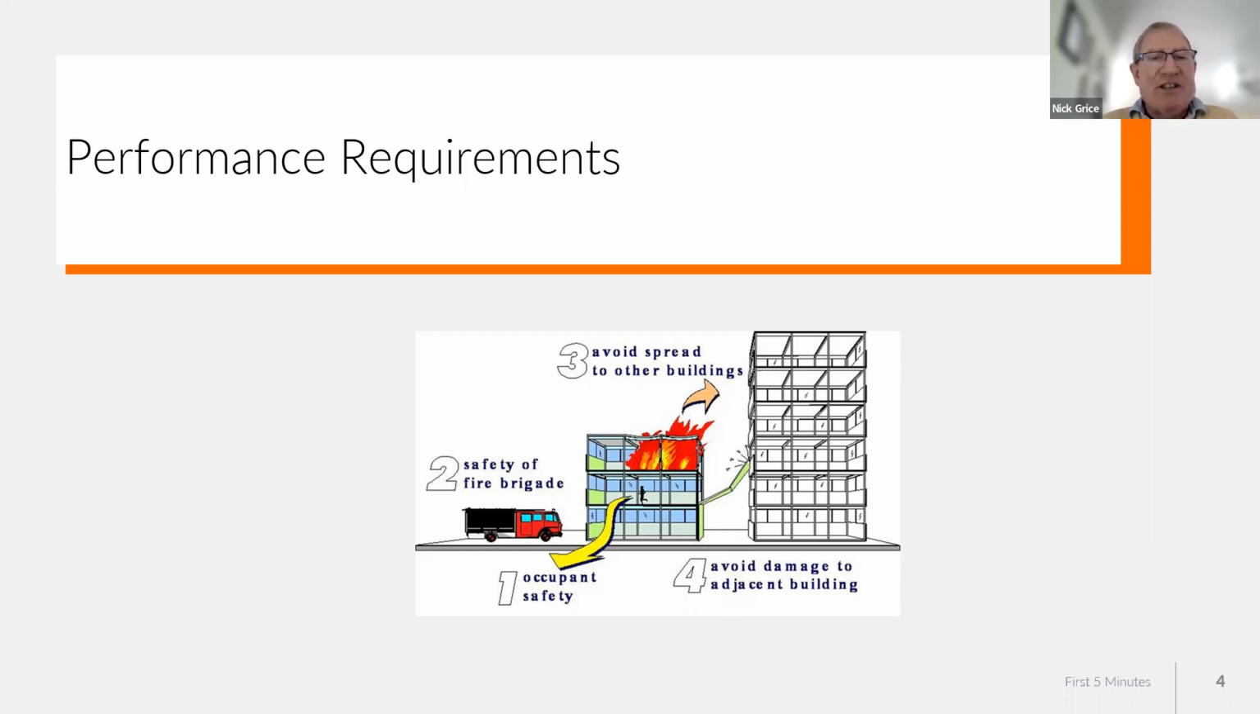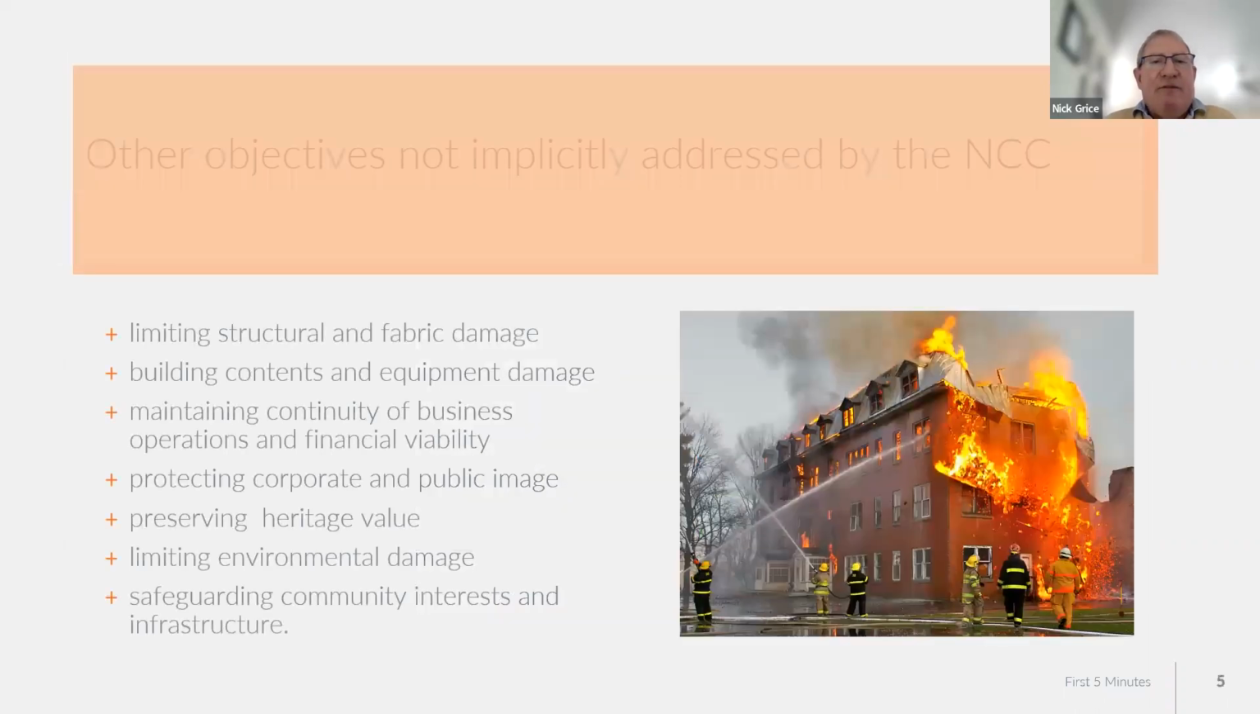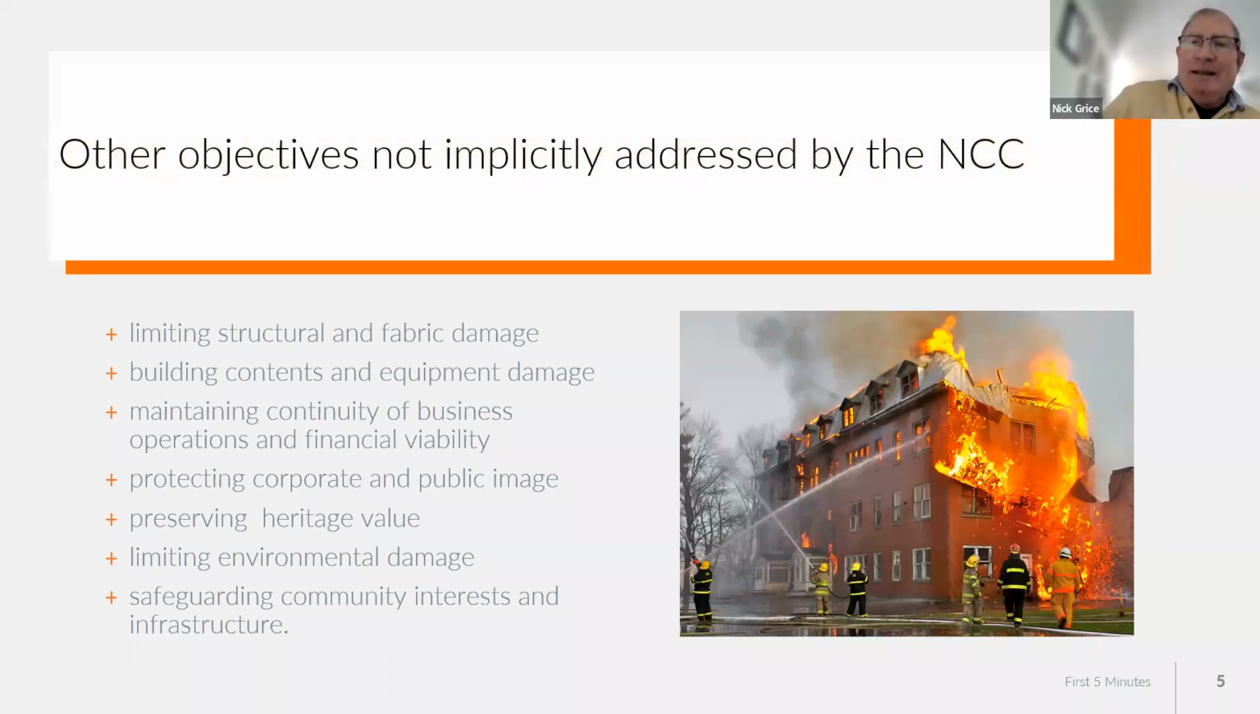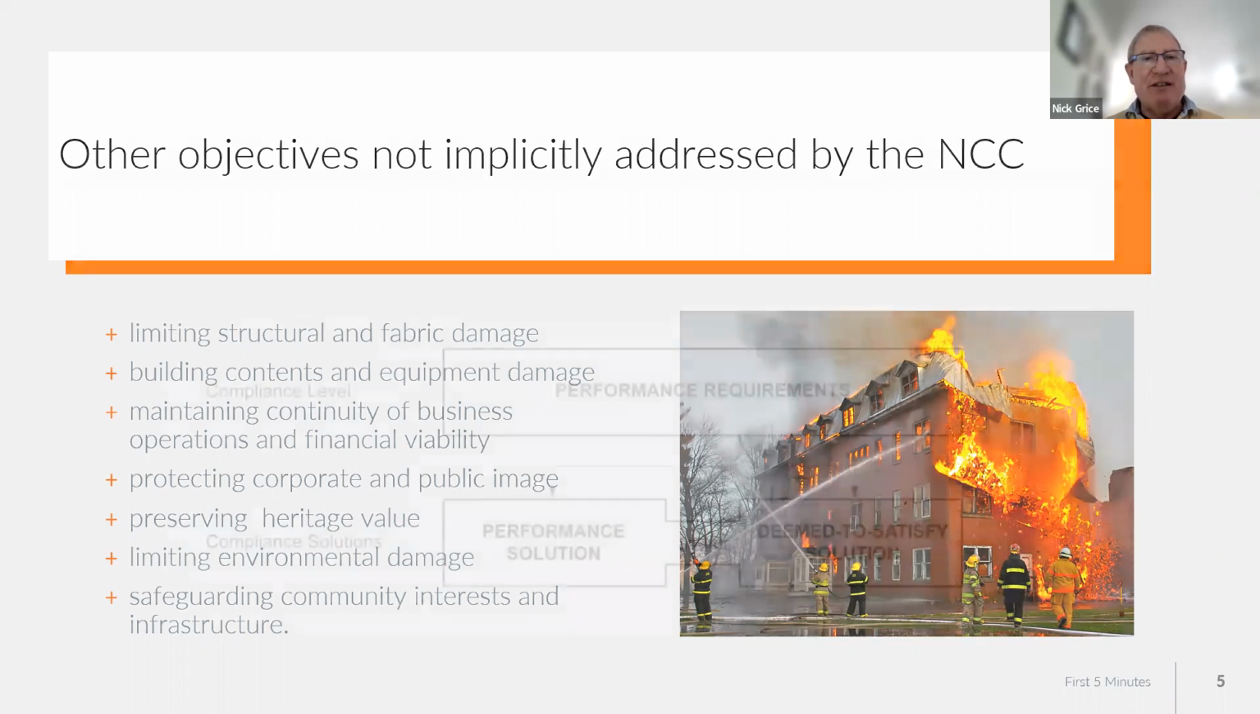So engineers are looking at occupant safety first in a building. Then they're looking at fire safety, as I mentioned earlier, and then avoiding spread to other buildings and obviously avoiding damage as well. So four main criteria which they're trying to achieve. But there are a lot of things not necessarily addressed in the National Construction Code which you've got to think about, like preserving the heritage value. It might be the corporate image, the interest of the community and the infrastructure around it, and environmental damage. It just goes on and on.